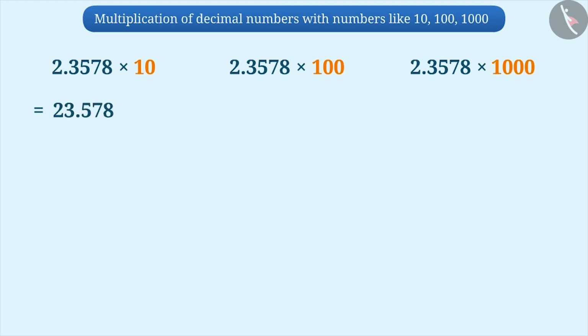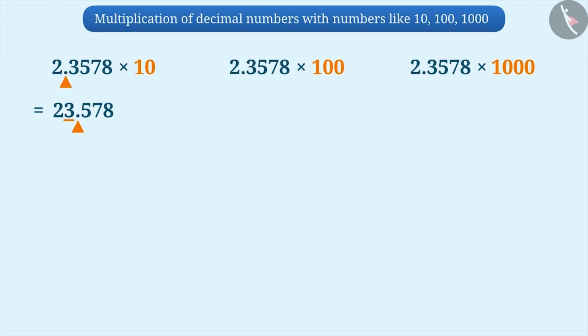If we observe this, the digits in the number to be multiplied, that is 2.3578, and the digits in the answer are the same. But the decimal point has shifted by 1 place to the right side.